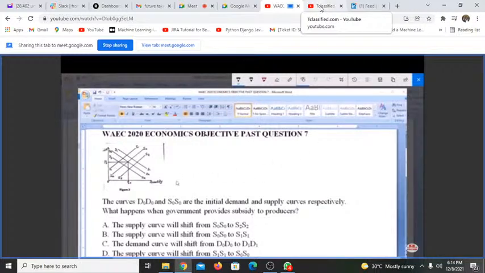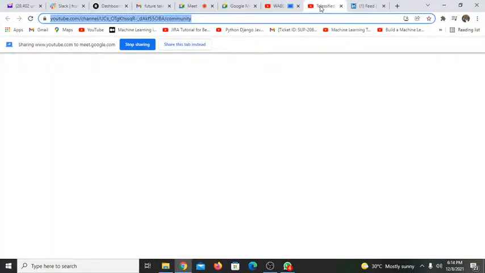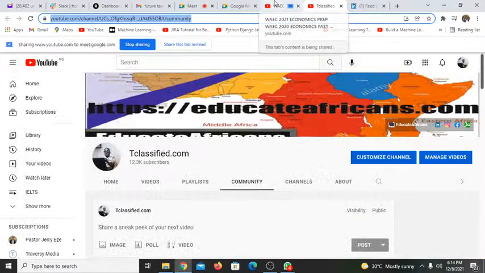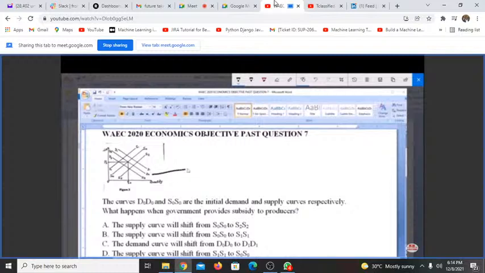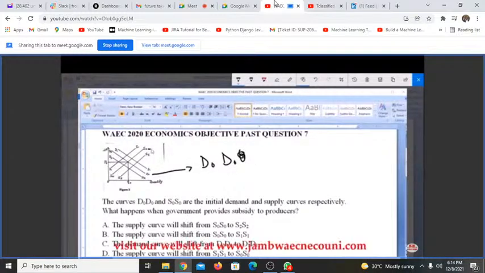So let's locate the curves. This is D0 D0 here. So this is D0 D0. Okay. And then you have S0 S0. So this is it here. This line here.